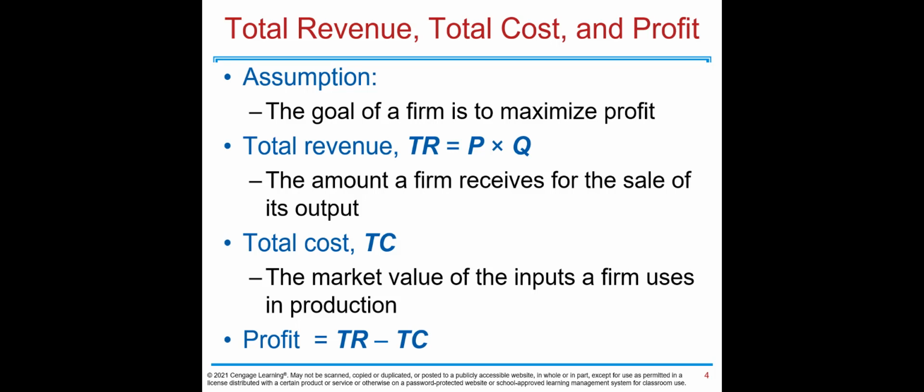Total revenue, which is represented by TR, is equal to P times Q. P is the price and Q is the amount. So it is the amount a firm receives for the sale of its output. Total cost, TC, is the market value of the inputs a firm uses in production. So the profit is the difference between total revenue and total cost.